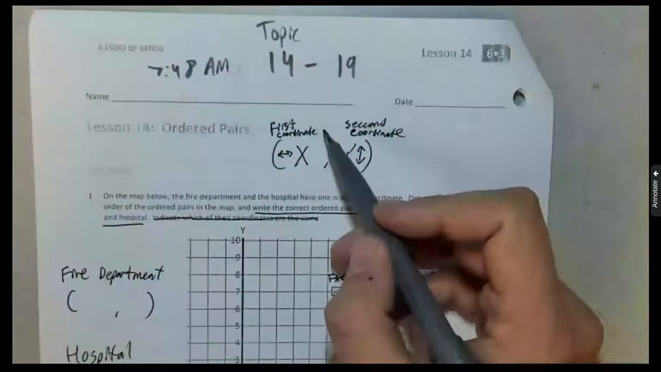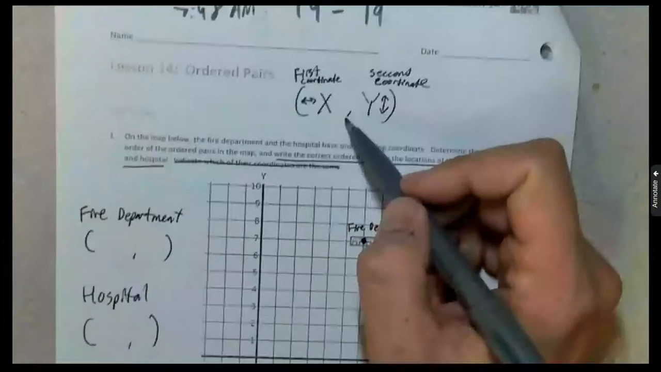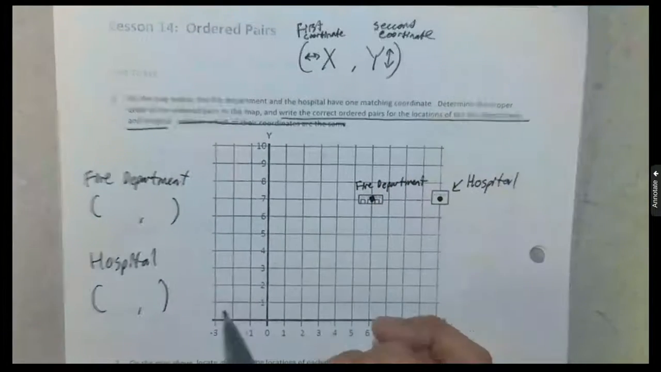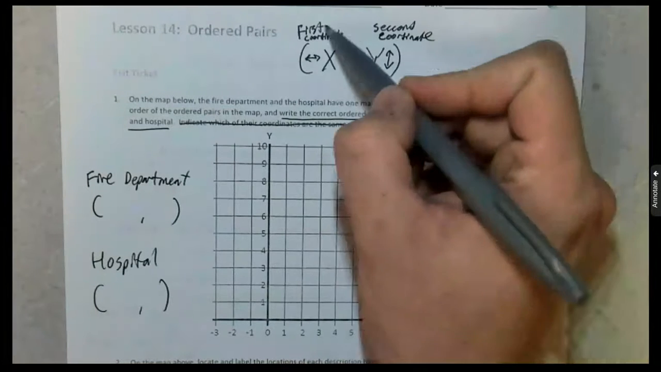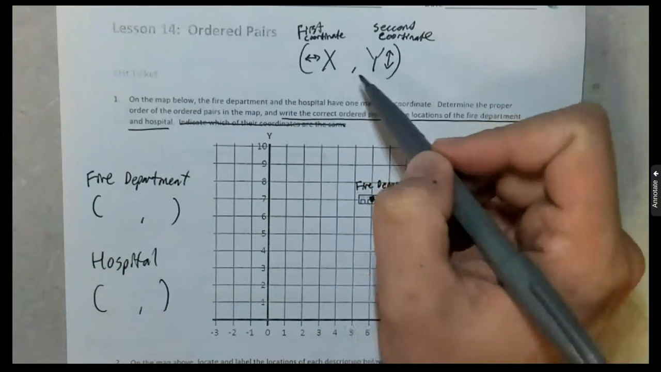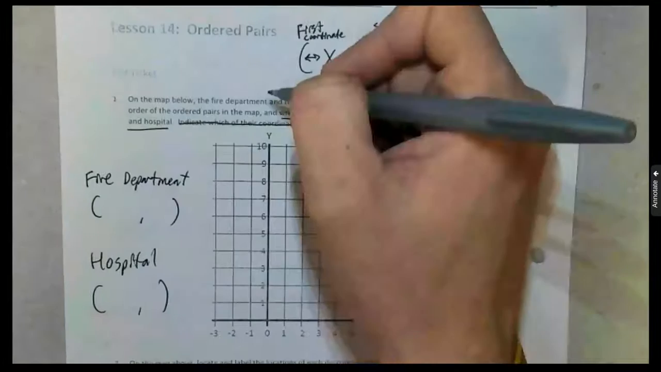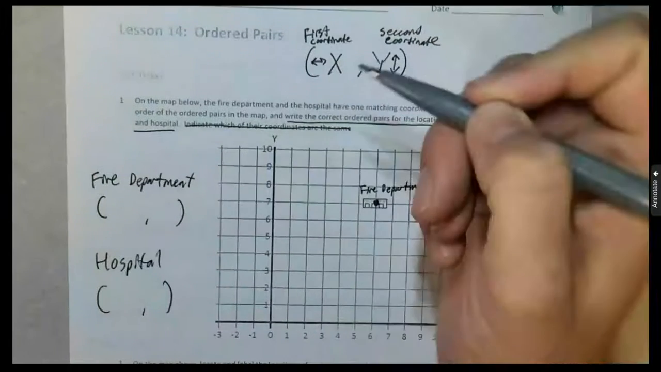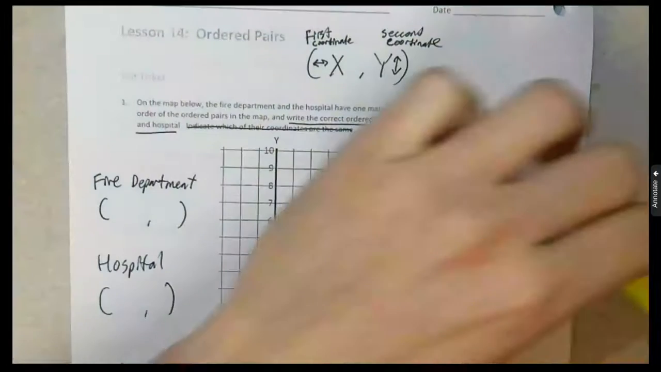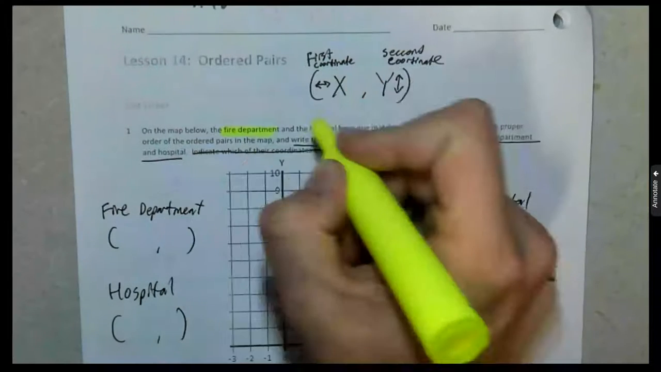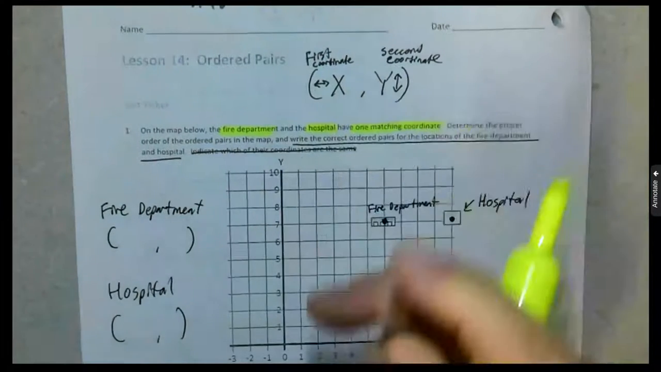So just a reminder with ordered pairs, X is always the horizontal axis, the one that goes across, and that is always our first coordinate. It's always X comma Y. Y is the vertical axis that goes up and down. So on the map below, the fire department and the hospital have one matching coordinate. That seems like some important information. Fire department, hospital, they have one matching coordinate.